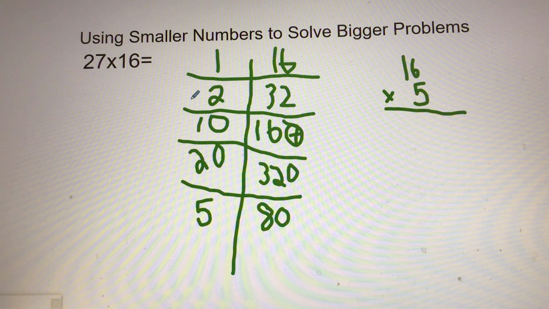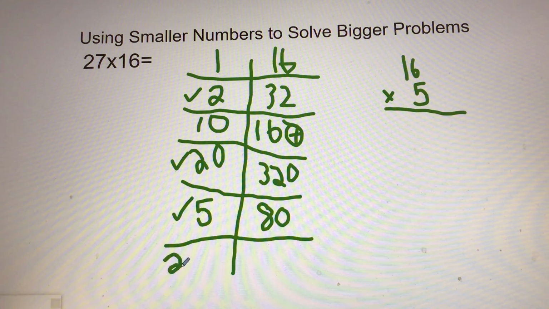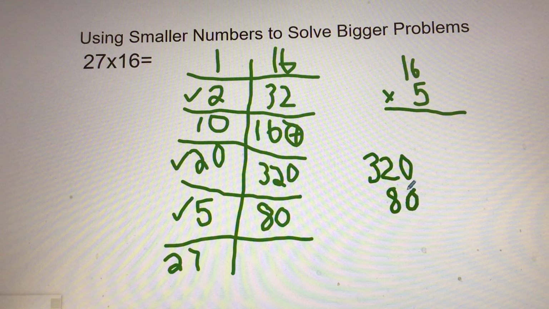So I'm going to look at 2, 20, and 5, because those 3 added together gives me 27. Okay, so because I used 20, 5, and 2, I'm going to take their partners. 320, 80, and 32. And I'm going to add those bad boys up.